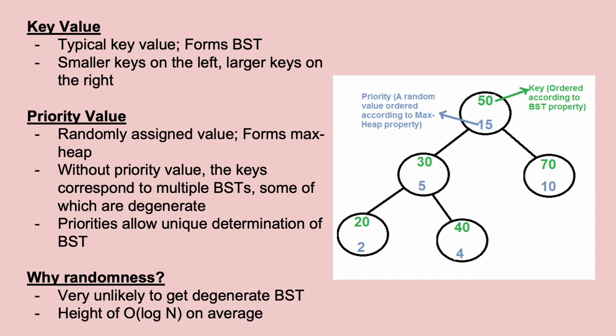Without priority values, a set of keys can correspond to a multitude of BSTs, some of which are degenerate. Priorities allow us to uniquely specify the shape of the tree, which is the key property of the Treap. Using this randomness, we are avoiding degenerate cases and are very likely to have a height of O of log n on average.